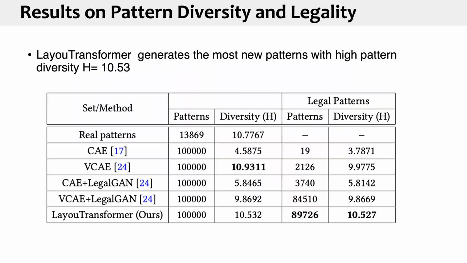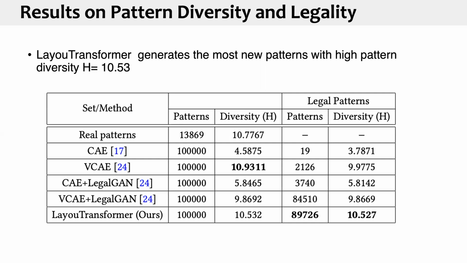Next, we introduce experimental results. We generate 100,000 patterns from the trained model and evaluate their diversity and legality. We compare our LayouTransformer with several learning-based baselines. The legal GAN model can legalize most of the illegal patterns. In this table, we can see that our method obtains the largest number of DRC clean patterns and the best diversity performance on the legal patterns, which demonstrates the superiority of our sequential pattern generation model.